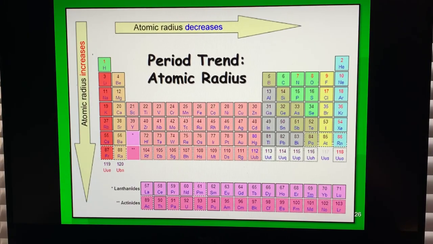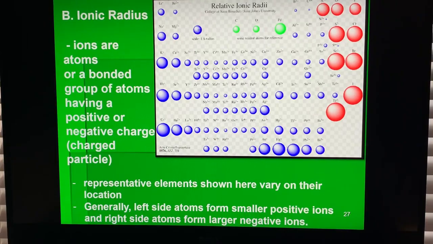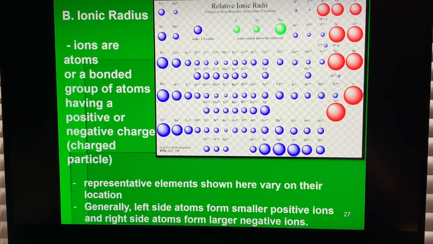So we're going to move on to the next one. Ionic radius. So this has to do with ions. So the electrons have changed number. You've lost or gained electrons. And they've become positive or negative. Well, when that happens, you're going to change the radius of the atom because you're adding or reducing the number of energy levels. If you add an energy level, a negative ion, because you're getting more electrons, it's going to get larger, okay? So generally, left side atoms form smaller positive ions because you're losing electrons, and right side atoms form larger negative ions because you're gaining electrons, okay?